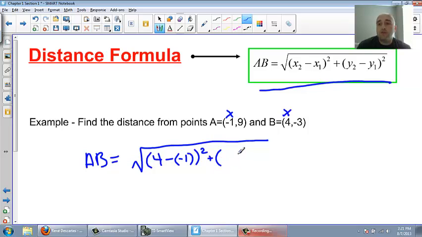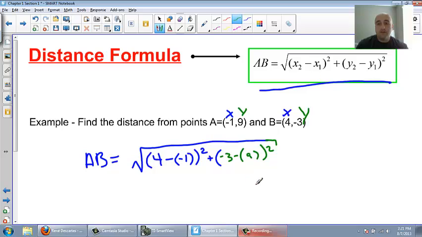What's our y2? So we have 2 y values. Our y values are -3 and 9. So I'm going to start with the second one, which is -3, subtraction symbol, 9, parentheses, squared, and all of this is underneath the square root.